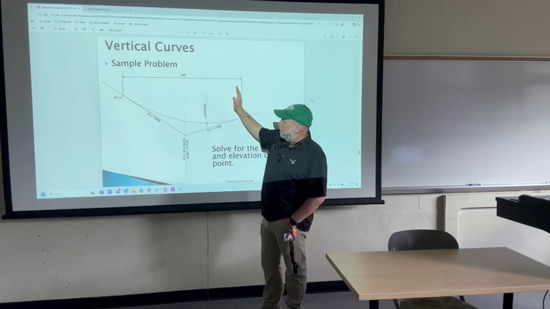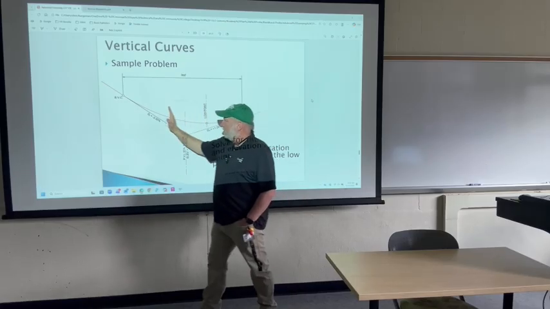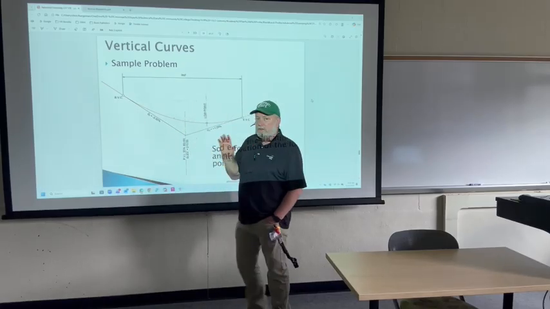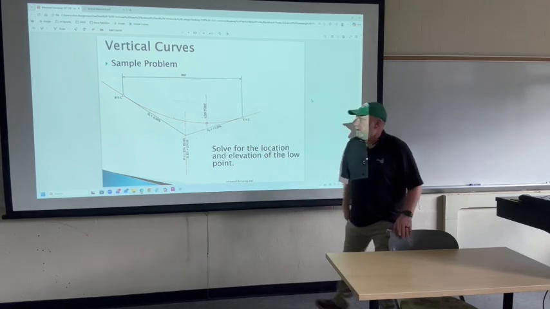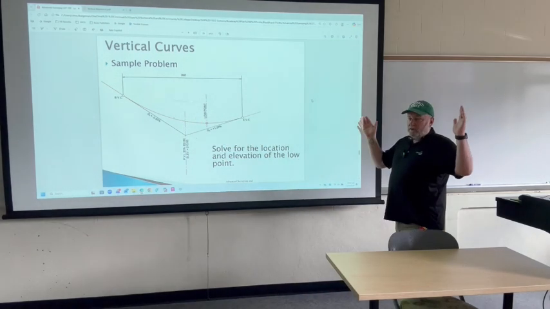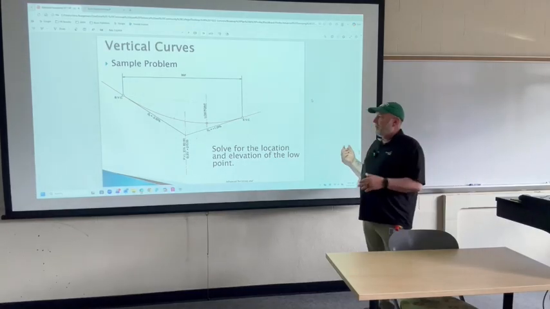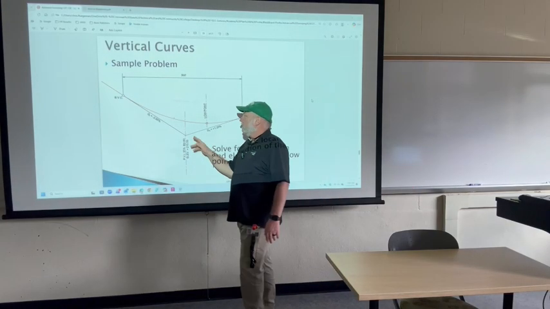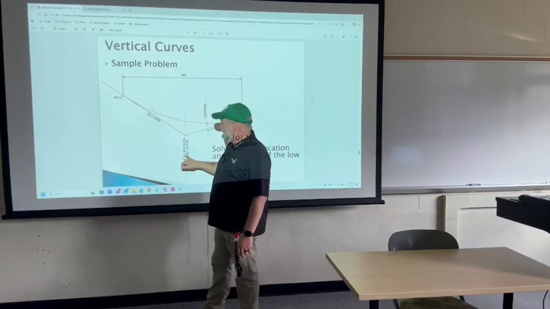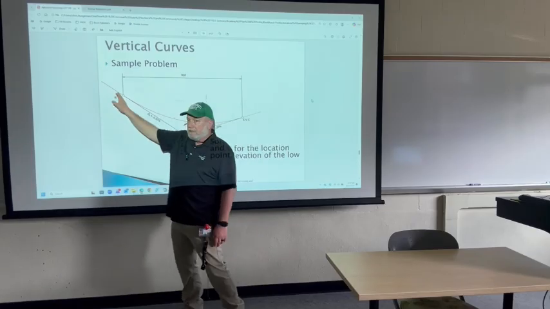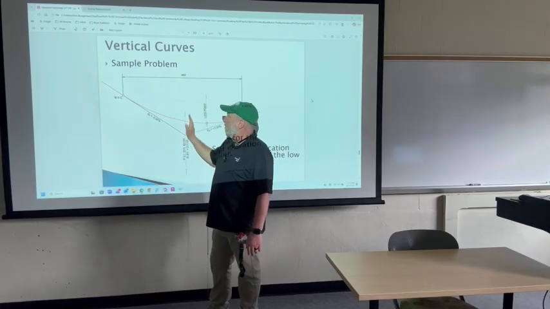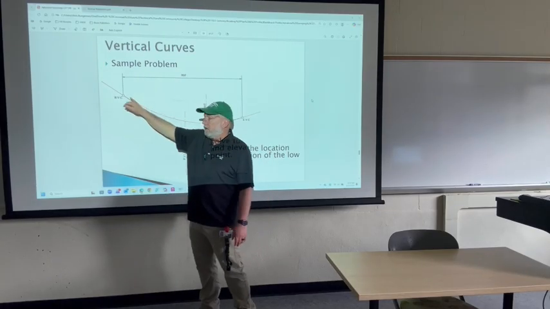If you were to assume this is an equal tangent vertical curve, from your PVI to your BVC is the same distance as from your PVI to your EVC. Well, we know the total vertical curve length. We can divide that by 2. We know our grade. So we can take this 350 divided by 2 and subtract that from our station to get our BVC station. We have that length, we know the grade, we can calculate the elevation.